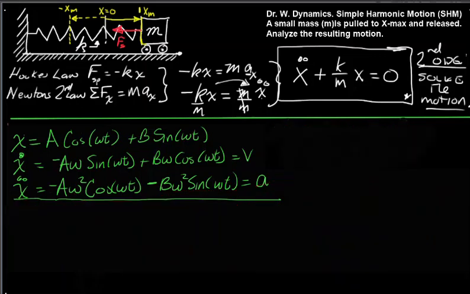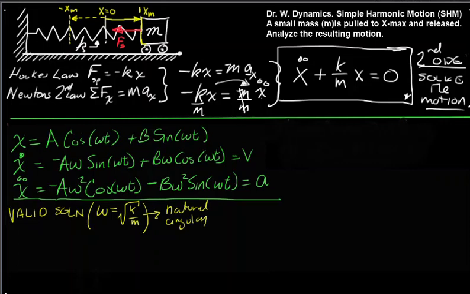Now that we've verified that this is valid for omega equal to the square root of k over m, this thing is the natural angular frequency, and as such it should have units of 1 over seconds, which we can check.